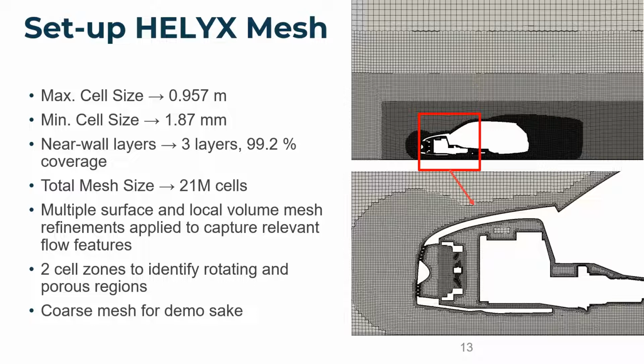There are 2 cell zones in this model to identify the rotating region, the fan, and the porous region, the radiator. I want to mention that this is a coarse mesh that we just created for the sake of the demo. We generally run aerothermal problems on meshes between 150 and 300 million cells.